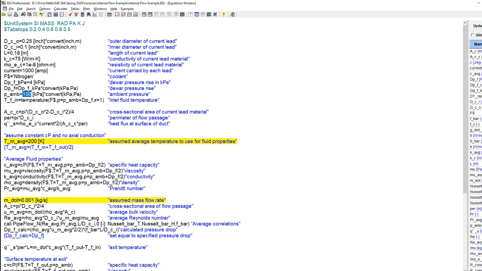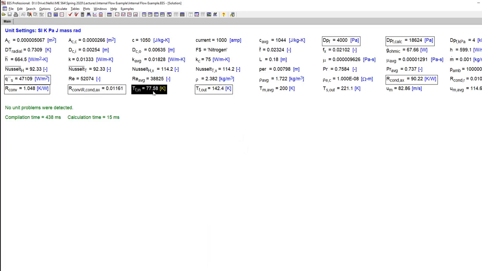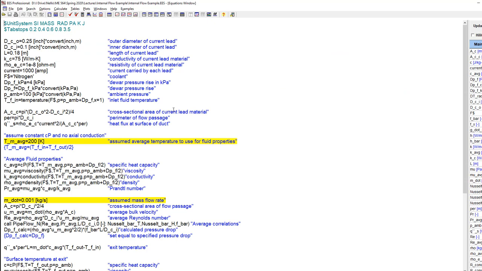Ambient pressure is 100 kilopascal. The dewar is pressurized to 4 kilopascal. And then the inlet temperature, the temperature of the stuff entering the channel, is going to be the saturation temperature, so X equal 1 at this pressure. If I solve, I should find that T_in is right around 77, 78 Kelvin. So pretty cold stuff entering my current lead. All right, so that's the problem.